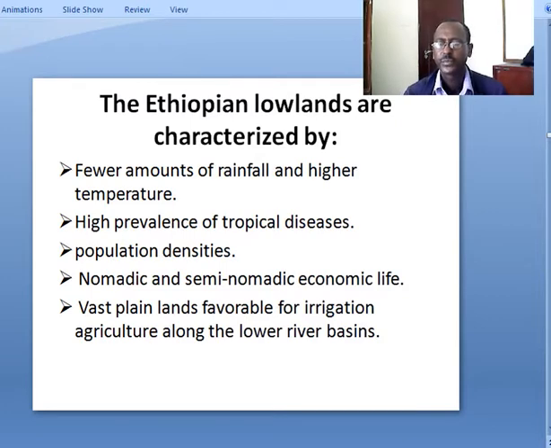On the contrary, the Ethiopian lowlands are characterized by a lower amount of rainfall and higher temperature. There is high prevalence of tropical diseases, commonly malaria, because it is suitable for mosquitoes to breed. Population density is very low, and nomadic and semi-nomadic economic life is to be seen in the lowlands, and there are vast plain lands favorable for irrigation agriculture along the lower river basins.